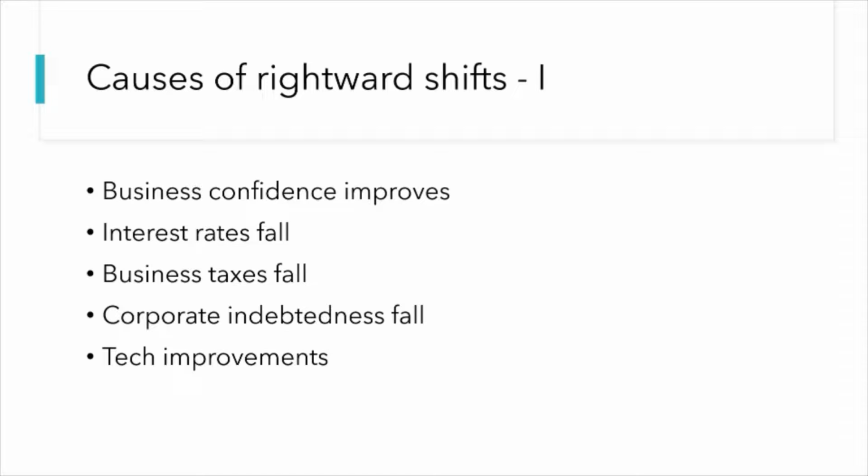If interest rates fall, the cost of borrowing falls, and investment financed by borrowing increases. If business taxes fall, after-tax profits increase, which means businesses have more money to spend on investment. If there's less corporate indebtedness, firms don't have to pay back as much debt and therefore have more money to make investments. And if there are technology improvements, businesses might make investments to acquire these technologies.